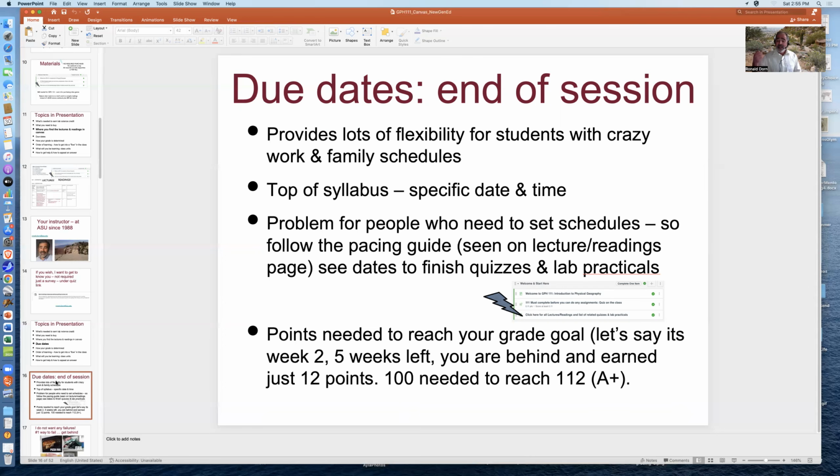Let's say 2 weeks have gone by and there are 5 weeks left in the session and you've only earned 12 points, and you need 100 more points to reach the A+ goal of 112. The pacing guide then changes if you get behind. Simply take the points you want for the grade you want and divide it by the weeks left. So in this case, 100 points divided by 5 is 20 points a week.